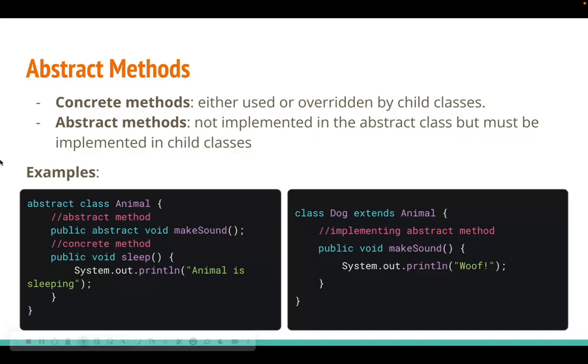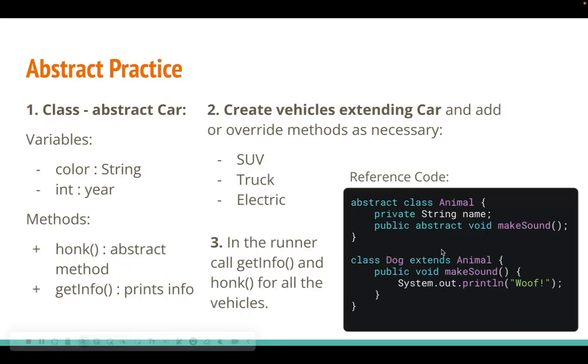child classes. So for example, for this abstract class, over here, when the class Dog extends the abstract class Animal, it doesn't have to implement the concrete method sleep because it's already implemented, but it must implement the abstract method makeSound. Now, I want you to go ahead and practice this.